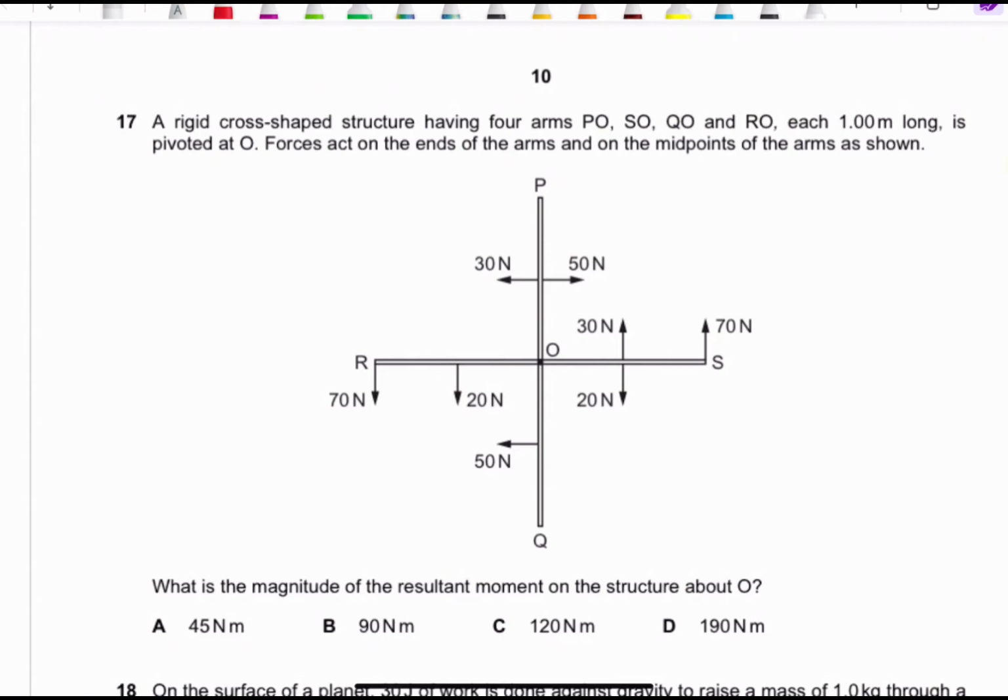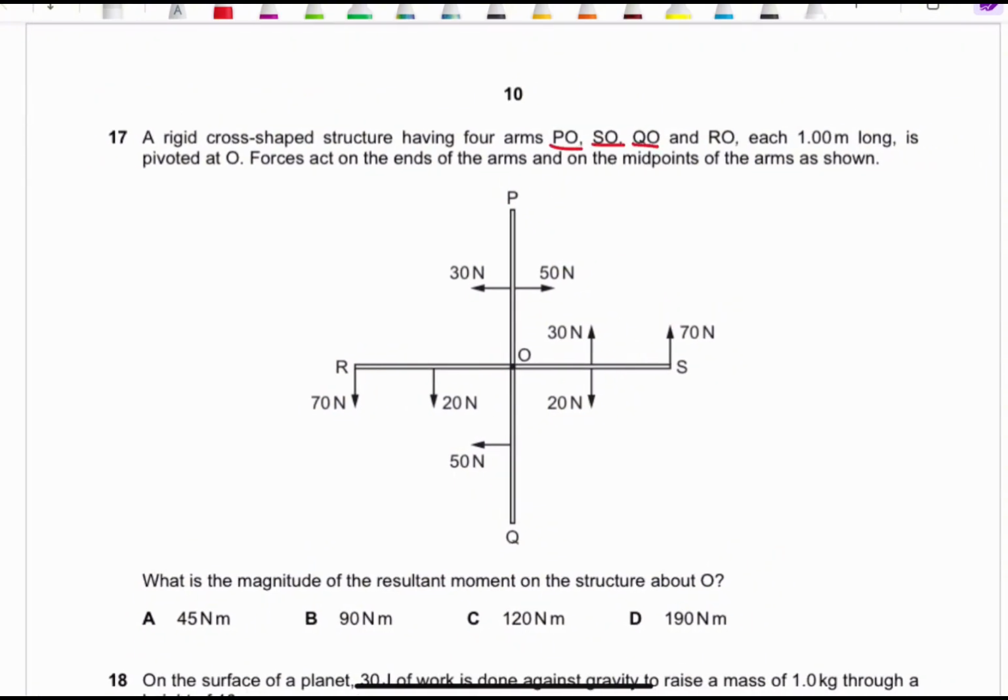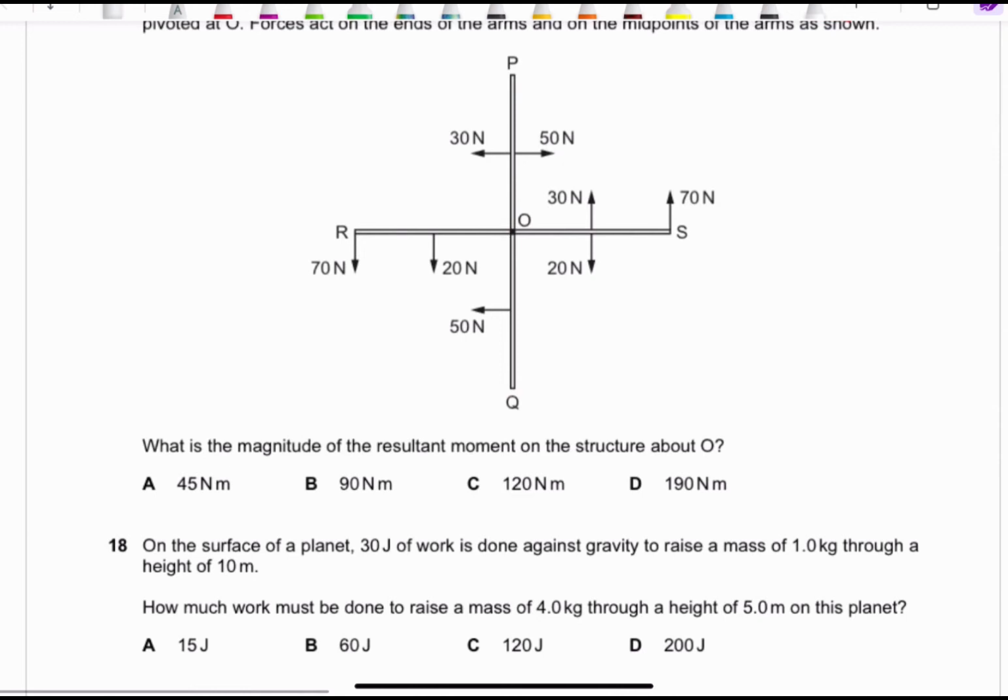We've been asked to find the resultant force. We're given four forces that act at this arm. We're given arms PO and OQ, which are each 1 meter long, and it's pivoted at O. Forces act at the ends of the arms and on the midpoint of the arms. So this is the midpoint, meaning that this is actually 0.5 meters. Very important because it's the midpoint. So what is the magnitude of the resultant moment on the structure?